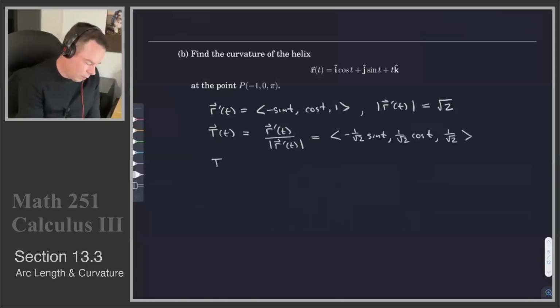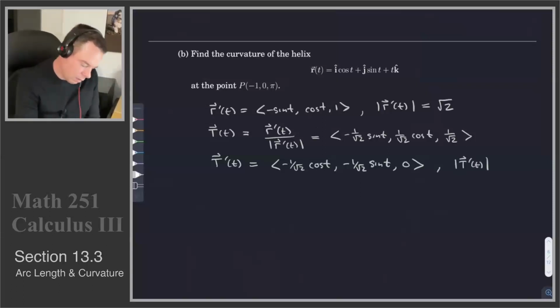And then we need to differentiate that. So we'll go ahead and differentiate that. That's negative 1 over root 2 cos t, negative 1 over root 2 sine t, and 0. And then we're going to need to know the magnitude of that one. So the magnitude of this vector is, well, it's just negative 1 over root 2 times a unit vector. Cos t, sine t, 0, that's a unit vector. So this is 1 over root 2. And so we've got all our ingredients now.